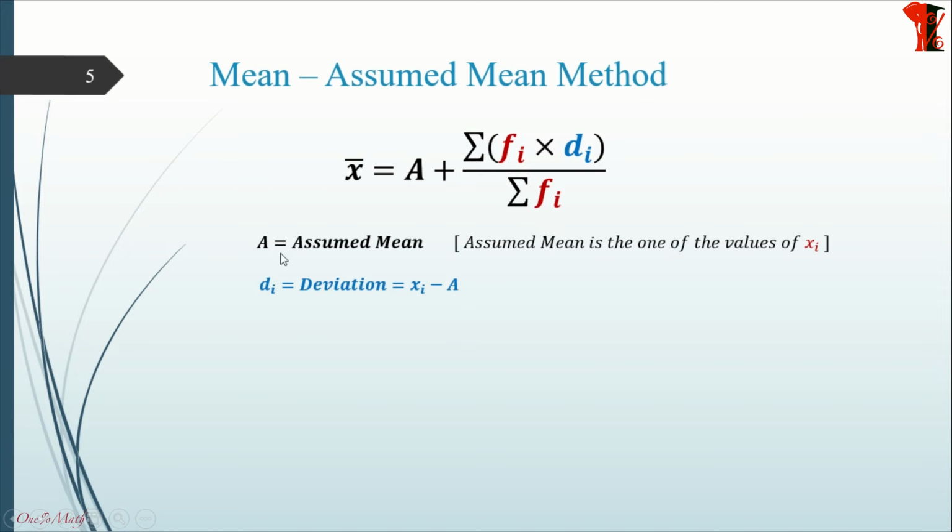This is very important. The assumed mean should be taken from the class mark column. It can be any value from the class mark column, but we should make sure that we take the value from the middle, the class mark which is in the middle of all the class marks. Let us understand that with an example.